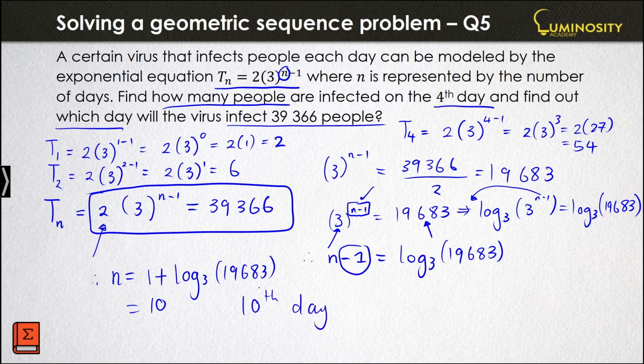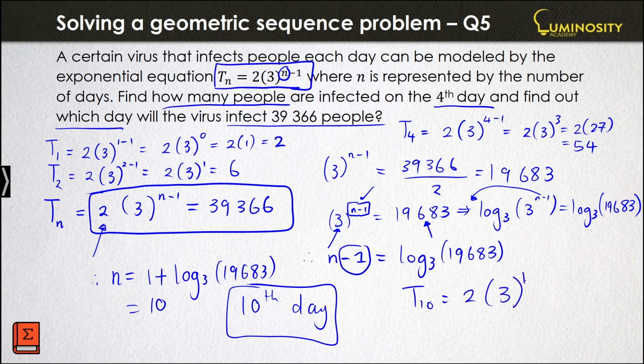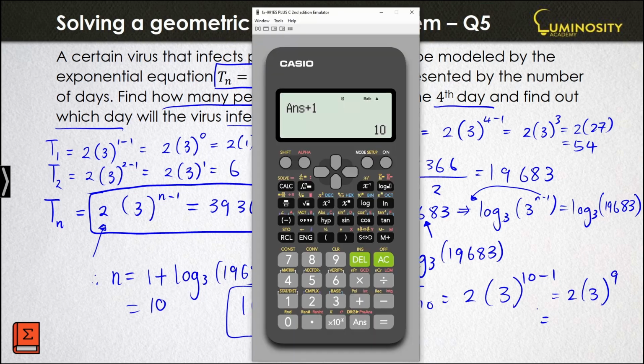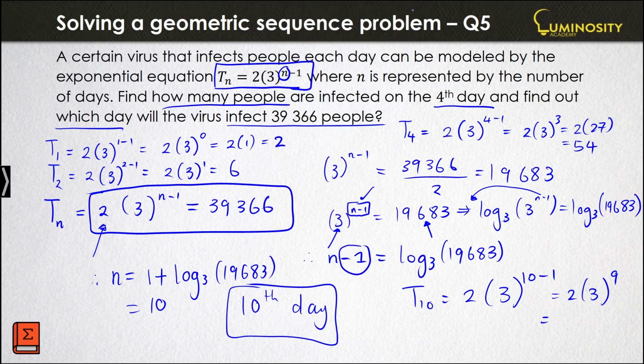Let's verify this. Let's plug 10 back into that general formula, this one here on the top. So T sub 10 equals 2 times 3 to the power 10 minus 1, which is 2 times 3 to the power 9. Well, let's use our calculators to check that. So I'm going to say 2, open brackets, 3, all raised to the power 9. And there we get it, 39,366.